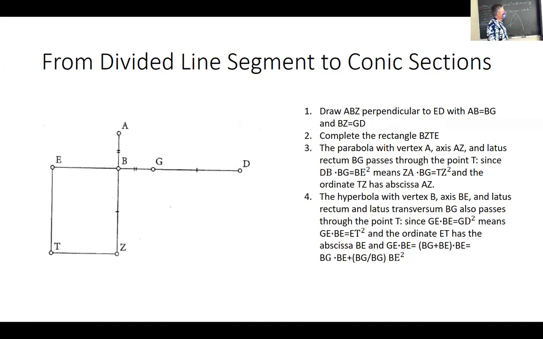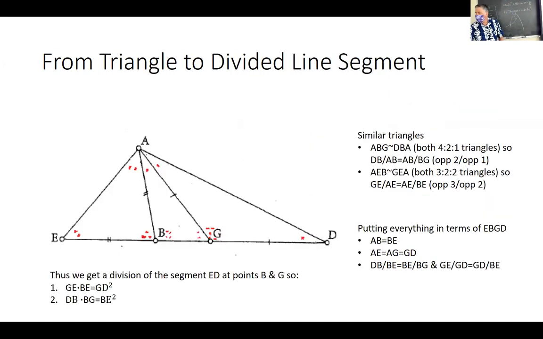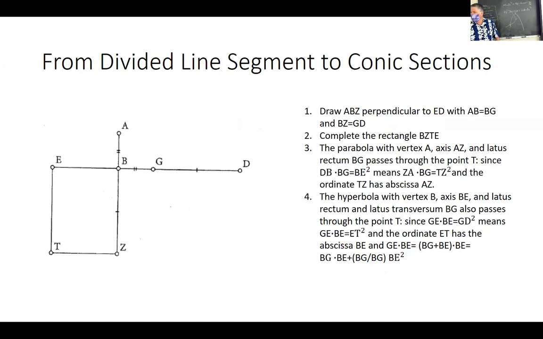The interesting thing for us, I think, is to see how, using the properties of similar triangles, you came up with a relationship which gives you a conic section.